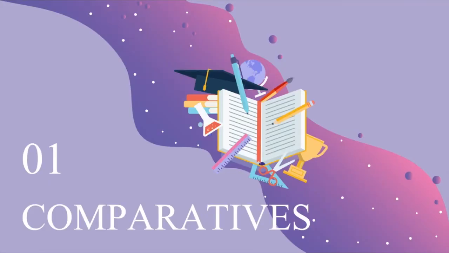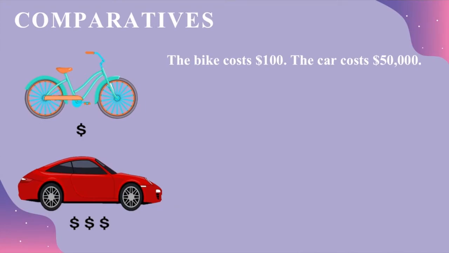First of all, let's review comparatives. Look at the example here. The bike cost $100. The car cost $50,000. So, if you need to combine the two sentences here, what will you do? Well, in this case, we will write, the bike is cheaper than the car. You can see that from the example here, we use comparative to compare the prices of a bike and a car. So, what is the form of comparatives?